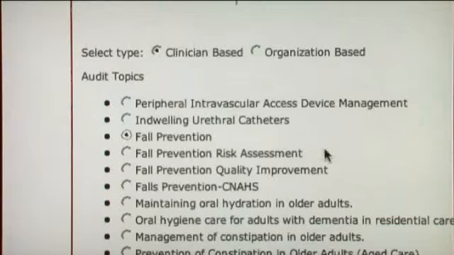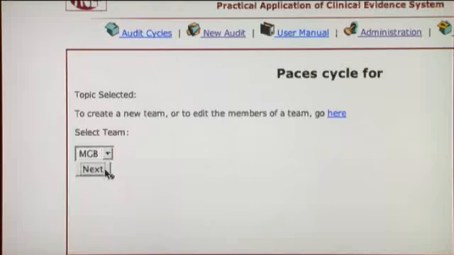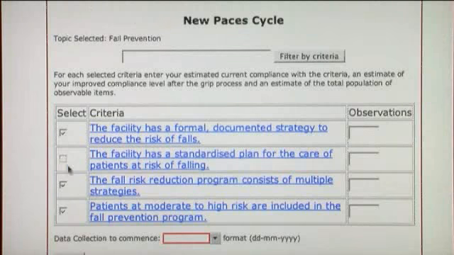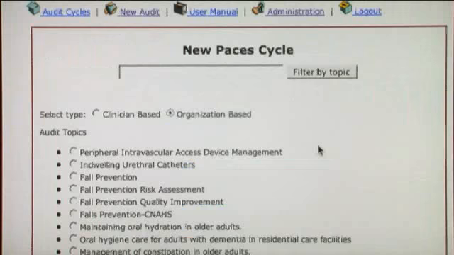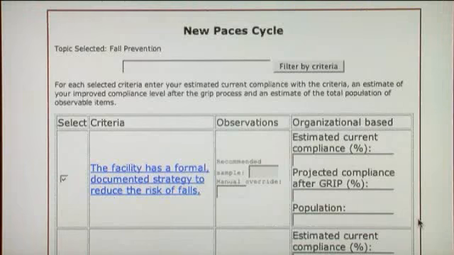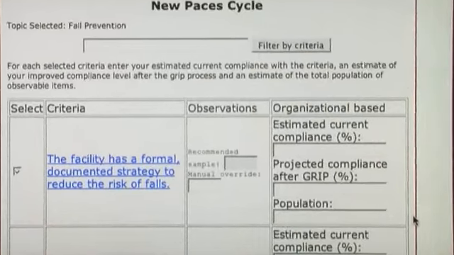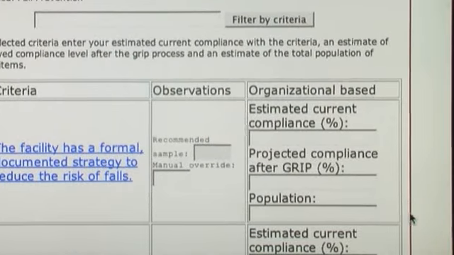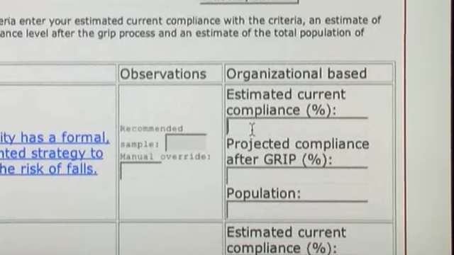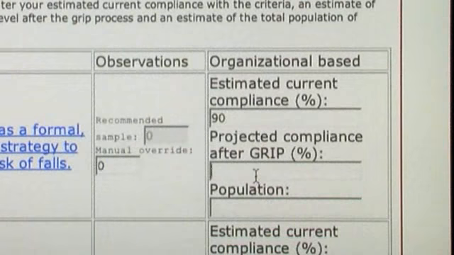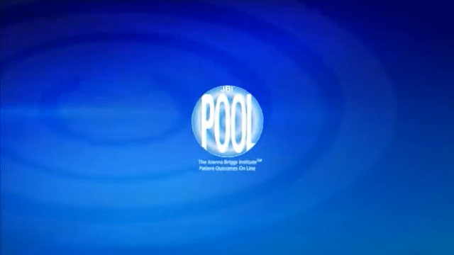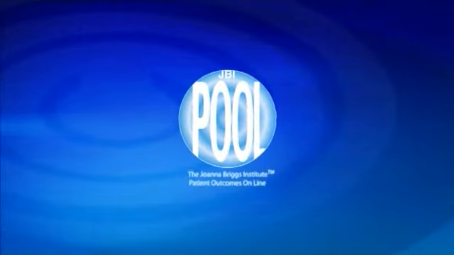This process can be cycled through again and again as desired, either to keep the change process moving or to check if practice is remaining optimal. Conducting an organization-based audit follows the same process as a clinician-based audit. However, you will be asked to estimate the current level of compliance, the predicted level of compliance after the GRIP process, and the size of the population. This is done in order for the program to work out a sufficient sample size, so your results will have a statistically significant effect. JBI Pool assists your organisation in collecting and visually tracking clinical prevalence data.